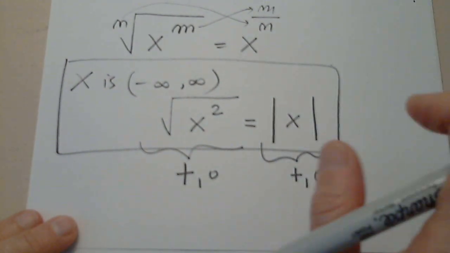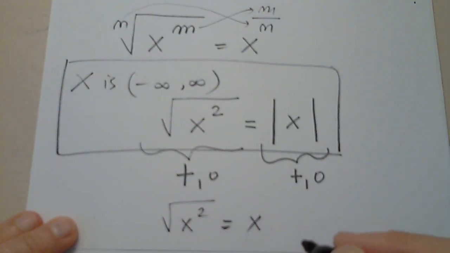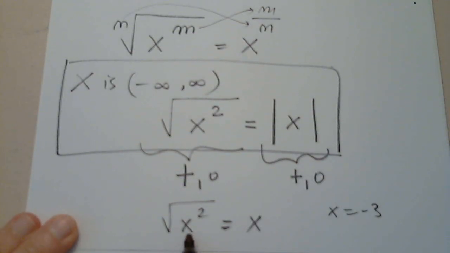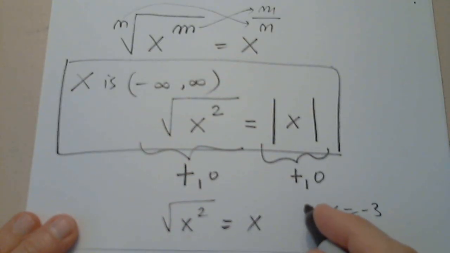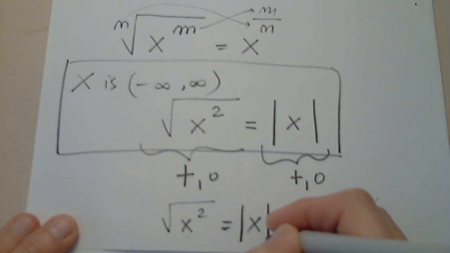Again, let me say why. Let's say I have the square root of x squared equals x. And I say to you that x is negative 3. This piece, negative 3 squared, is 9. The left-hand side is 3, but the right-hand side is negative 3, which does not work. That's the reason why I need the absolute value.